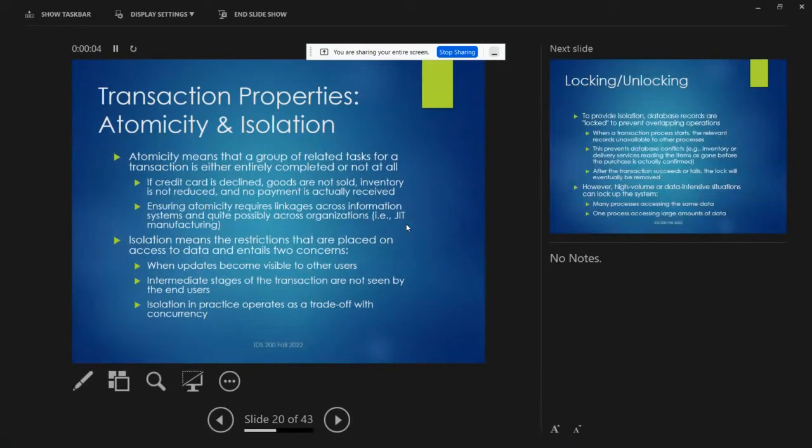All right. So remember, when you're doing transactions, these basic principles of atomicity and isolation still apply, although they work a little differently. Atomicity for transactions is a little different from atomicity in database design. Atomicity means that a group of related tasks is either all completed or not completed at all.